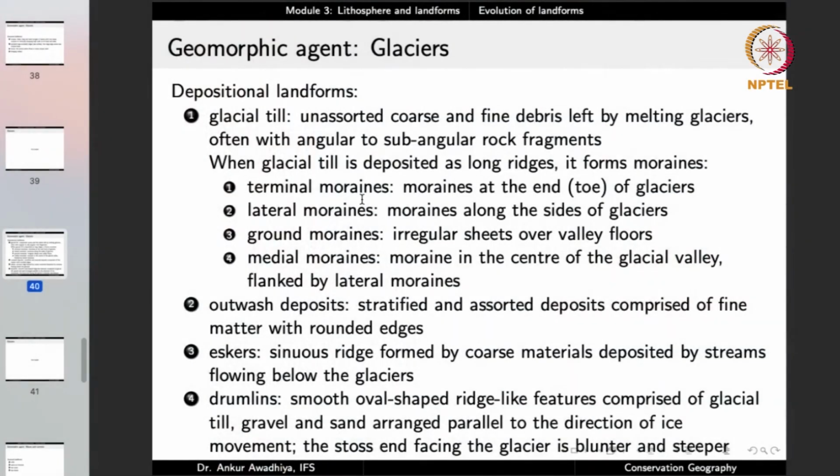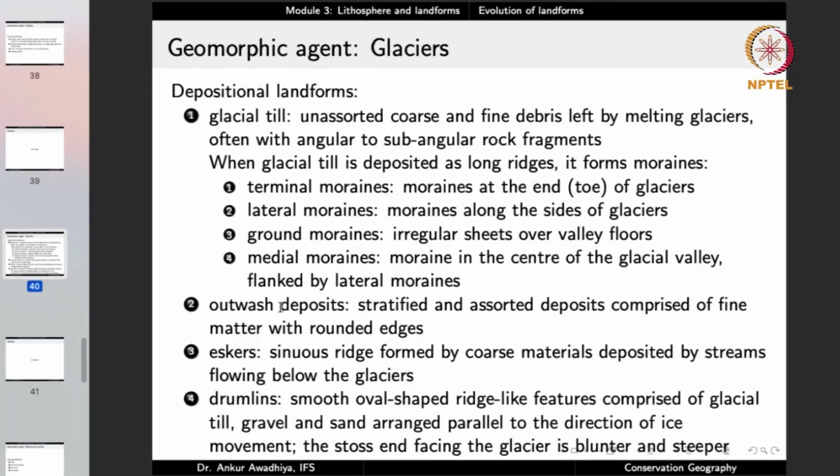And these ridges can be terminal moraines if they are at the end of the glacier. They can be lateral moraines if they are on the side of the glacier. They can be ground moraines when they occur over the valley floors, or they can be medial moraines in the center of the glacier valley flanked by lateral moraines. So this is not important. You just need to understand that you can have moraines in different locations.